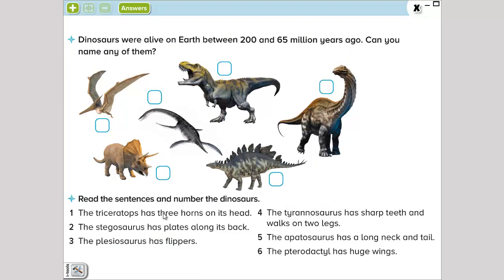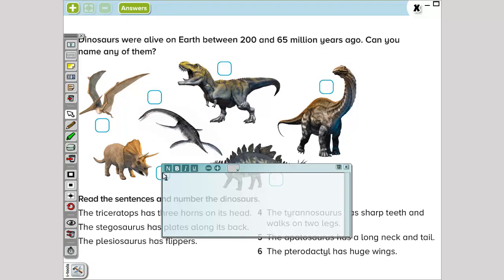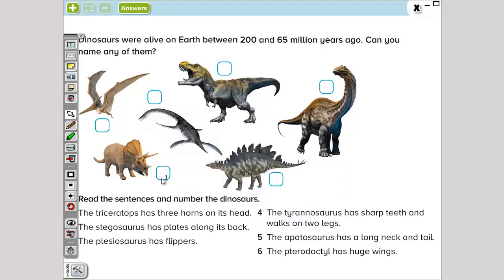So we have here, read the sentences and number the dinosaurs. The first one, the Triceratops has 3 horns on its head. Los triceratops tienen 3 cuernos en su cabeza. ¿Cuál de ellos tiene 3 cuernos en su cabeza? This one, right? This one. Number 1. This is number 1.